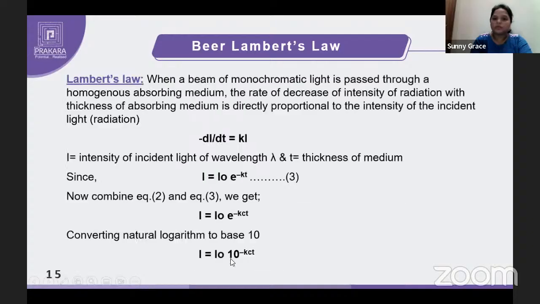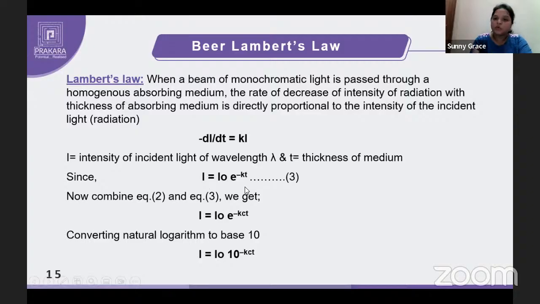Whenever we go to Lambert's law, it says that the rate of decrease in intensity of the radiation with the thickness of the absorbing media is directly proportional to the intensity of the incident light. In the same way, as we derived dI by dC is equal to kI, dI by dt is equal to kI. Here dt relates to the thickness. The minus sign, the negative sign, indicates the decrease in the intensity. By deriving with the same formula, we will get I is equal to I naught into e to the power of minus kt. This is Lambert's law.